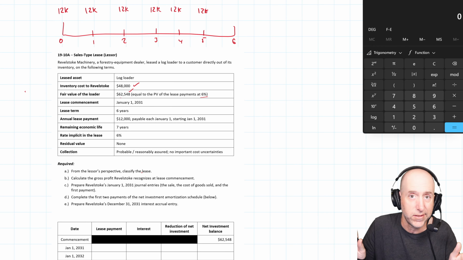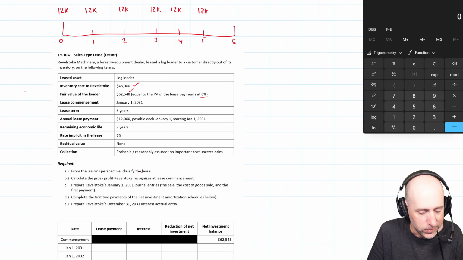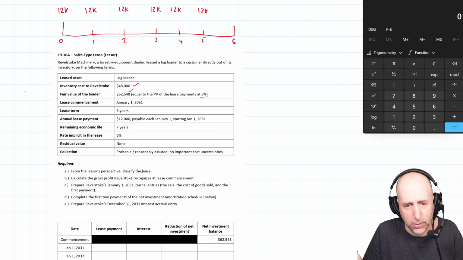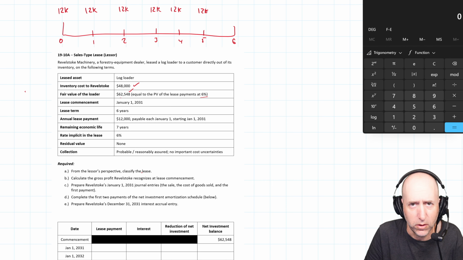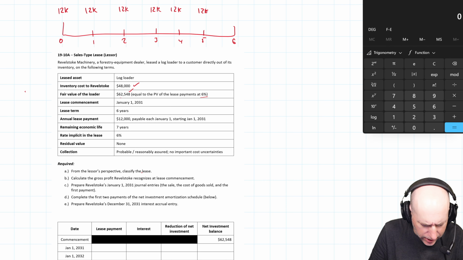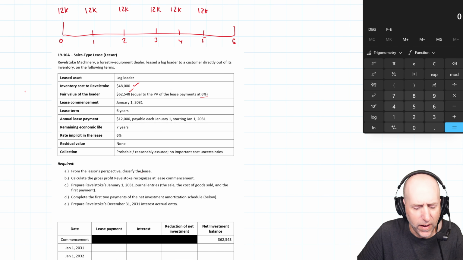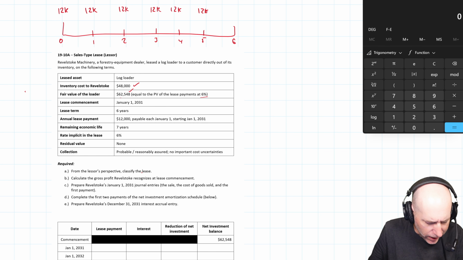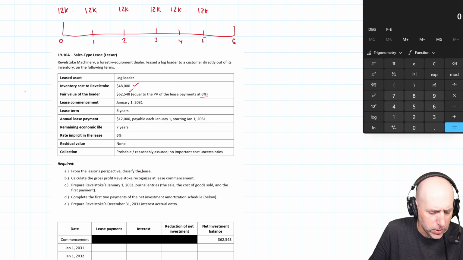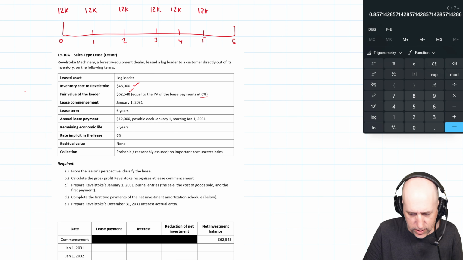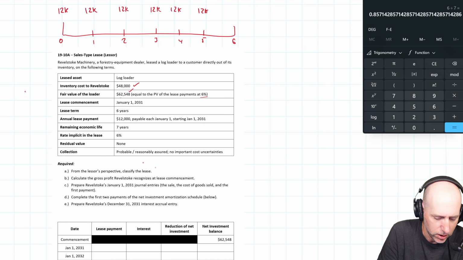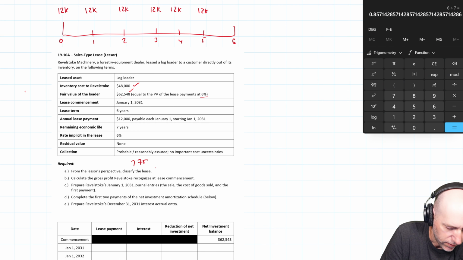Okay, so first we got to say, is this an operating or finance lease? So same rules apply as they've applied all chapter. Is title transferring at the end? No, doesn't look like it. Is there a bargain purchase or just a purchase that's likely to be exercised at the end? No. Is the term of the lease more than 75% of the remaining economic life? Well, it's 6/7. It's 85%. So yeah, greater than 75%, so it's a finance lease.